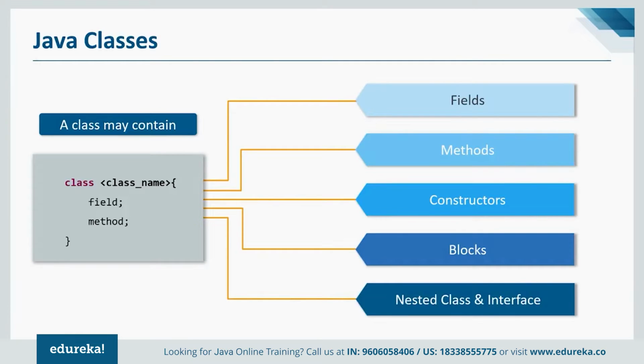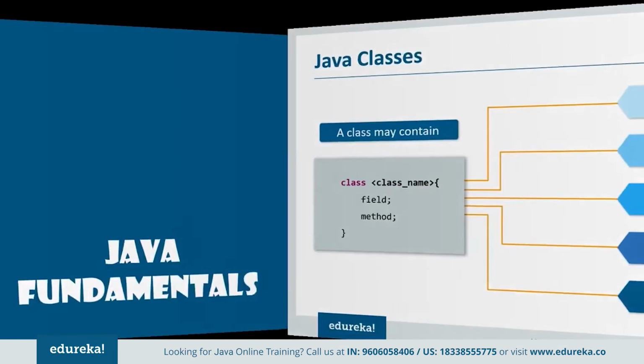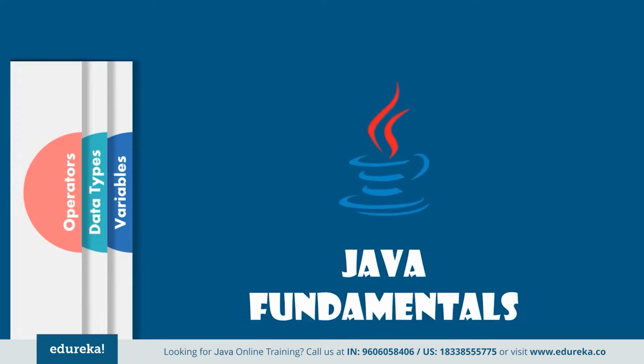So we can have a class within a class, or we can have interfaces. Now, interfaces are one more concept, but that is something a bit different from classes, so we're not going to take it up here. Moving ahead, after the class and object structure, we will be understanding different structures which we are going to use in our program. So in the fundamentals of Java, we will now have a look at operators, data types, and variables.